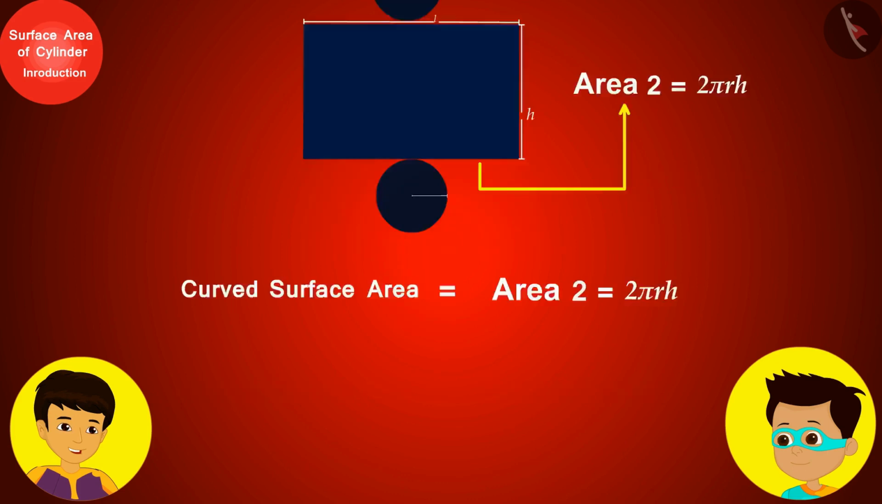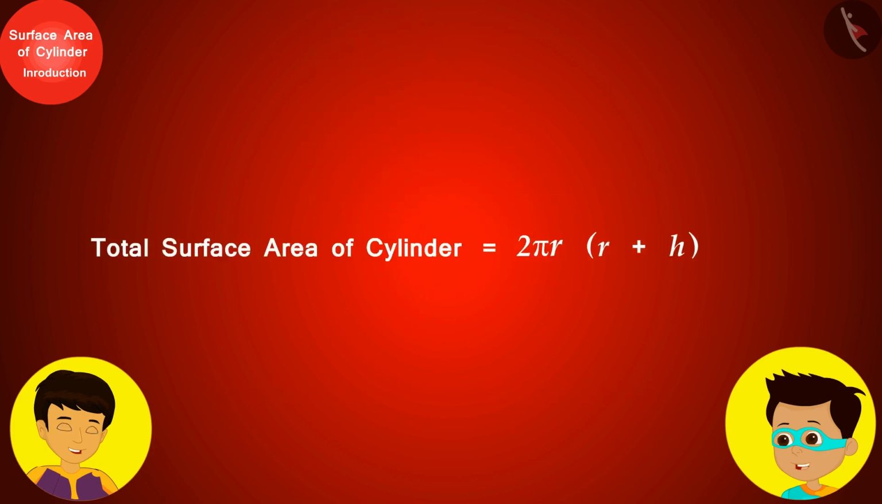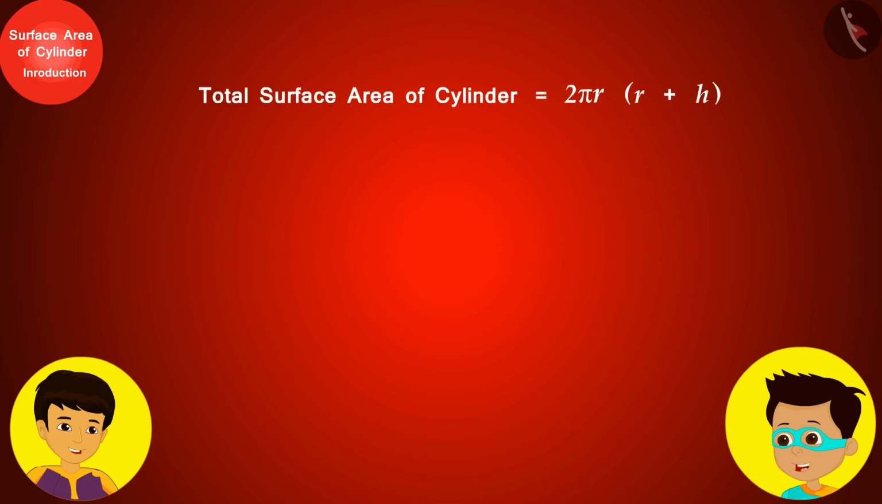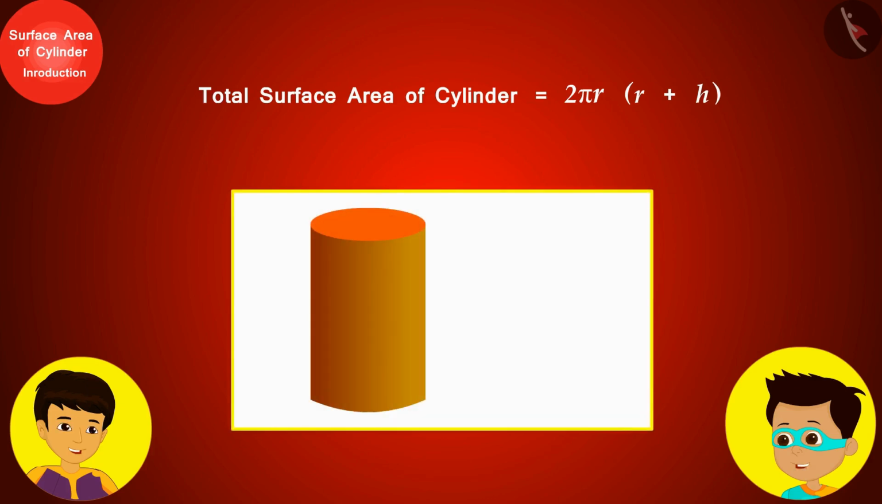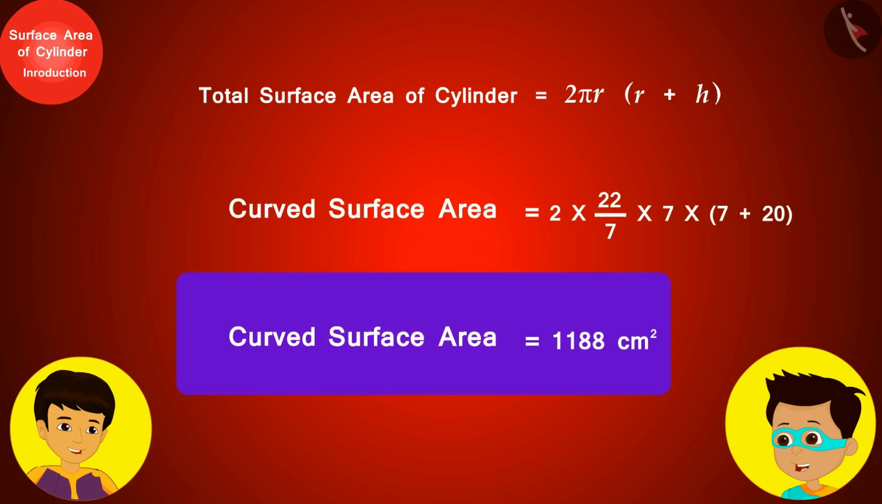Wow, Manas, we found the formula for the total surface area of the cylinder. Now let us find the area of the cloth using this formula. The radius of my mother's box is 7 centimeters and height 20 centimeters. Look, I have to buy 1188 square centimeter cloth. Yes, Thomas.